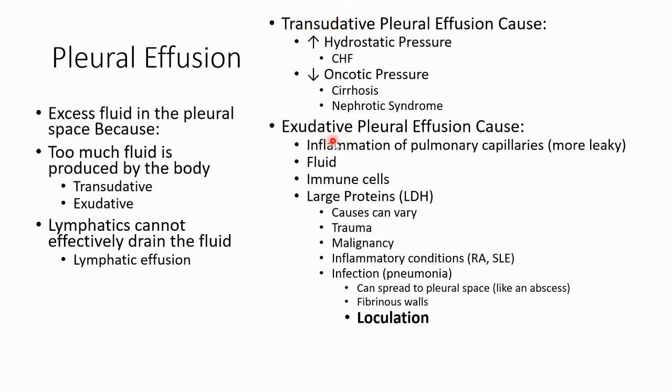The second type would be an exudative pleural effusion, and the cause is generally because of inflammation of the pulmonary capillaries, and they just become more leaky. So the fluid and immune cells and large proteins like LDH, which every single cell has, just leak out of the capillaries. And there's many causes.